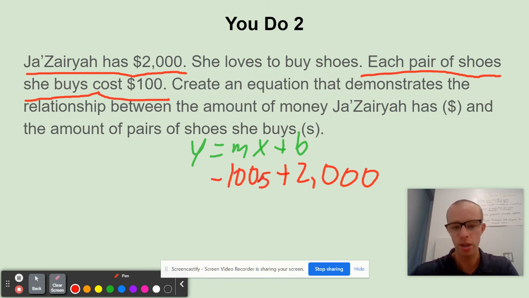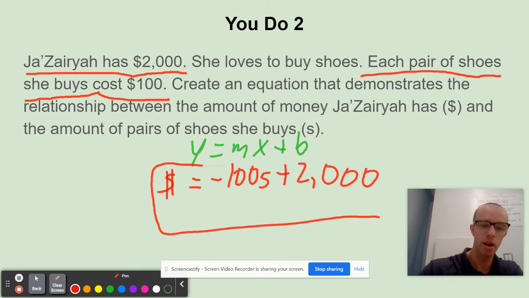It should not be a dollar sign here. It should be an S, because every time she buys a pair of shoes, think about what you're multiplying by. If I said she's bought 6 pairs of shoes, you do negative 100 times 6, all right? The dollar sign does not make sense here. The dollar sign represents the amount, how much money she has. And so that's what this all equals. All of this equals how much money she has.